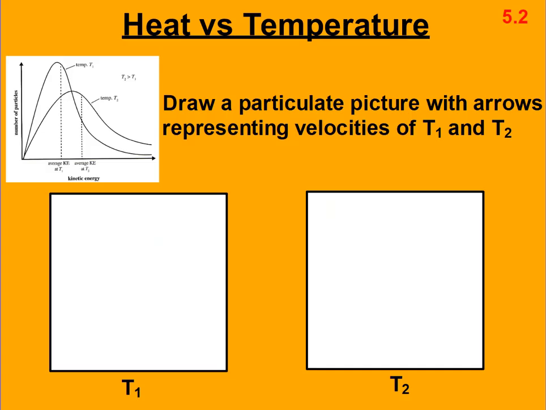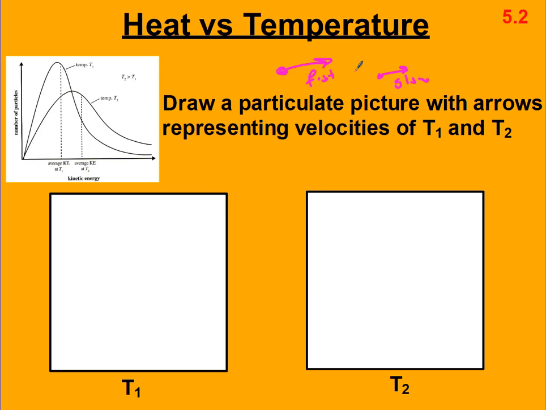You also may have to interpret a particle diagram representing velocities. To represent the velocities, you can draw an arrow. The shorter the arrow, the lower the speed. So this one would be slower and this one would be a faster molecule.